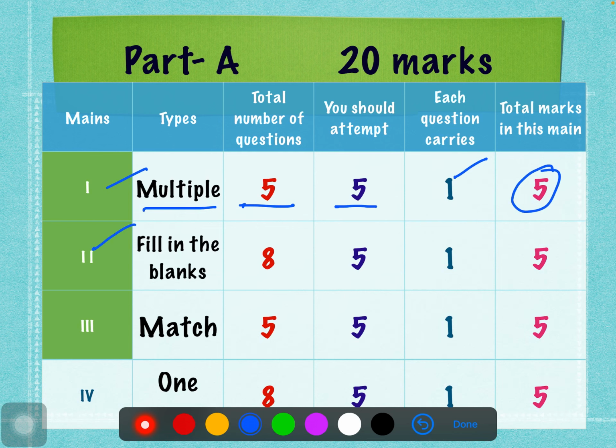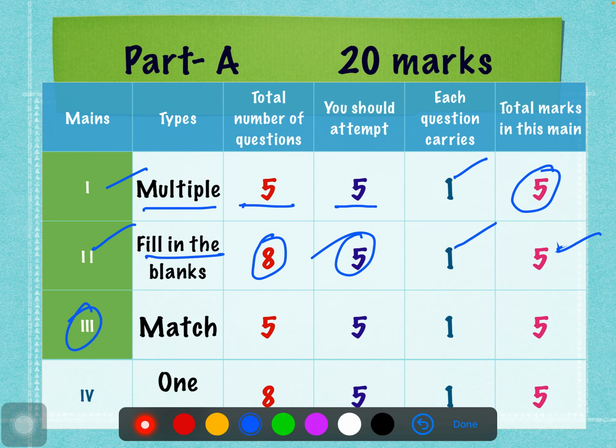And the second main is for fill in the blanks. You have 1 sentence, in which 1 or 2 words will be blank, which you have to remember and fill in. In this main, you have 8 questions. Out of 8, you have to answer only 5, so that means you have 3 extra questions. Each fill in the blank carries 1 mark, so you're going to score 5 marks.